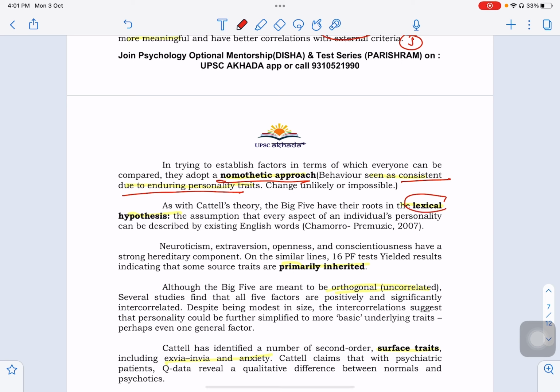And another aspect is the lexical hypothesis, that every aspect of individual personality can be described by an existing English word. So traits are nothing but an extension of English words. Here there are 16 English words, there it is 5. So this is relatively better.